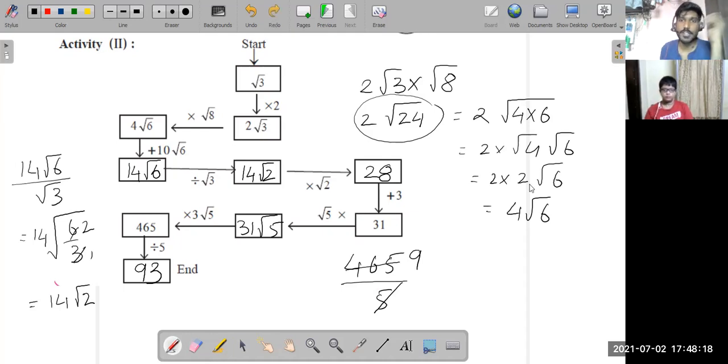Did you understand this activity? Yes, sir. Okay. Do you want to write it down? Yes, sir. Or you can write it with pencil in your textbook itself.